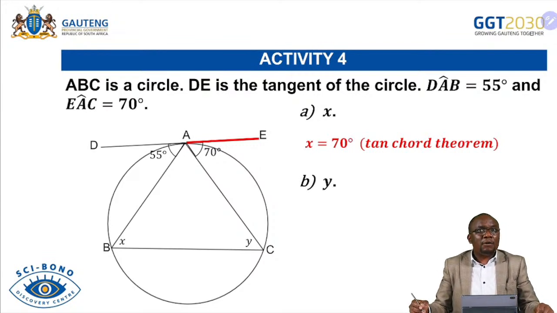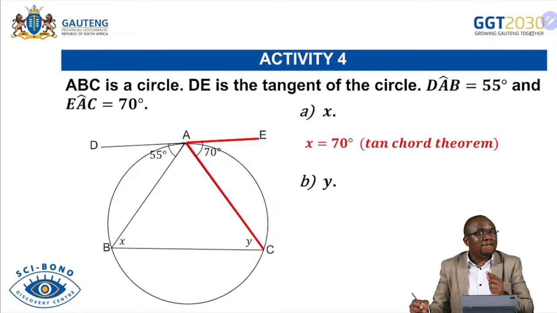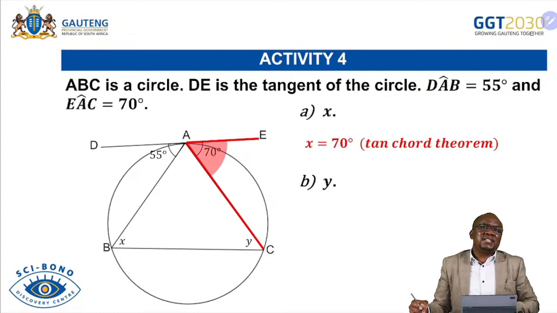I follow the chord like that. You see, I formed an angle of 70 degrees. You see that? I formed an angle there. Right, and then I look at what that chord subtends at the circumference.